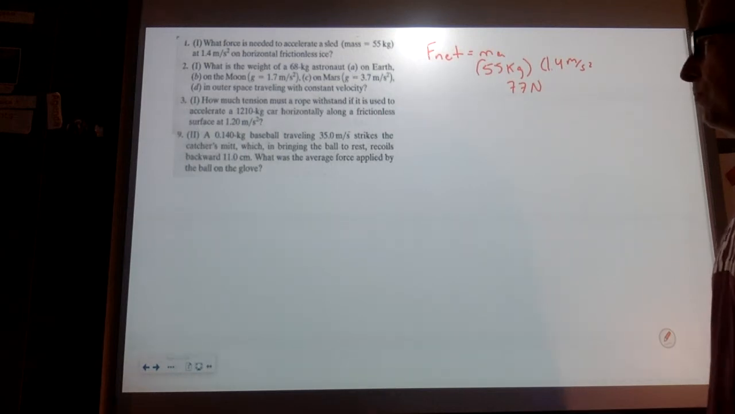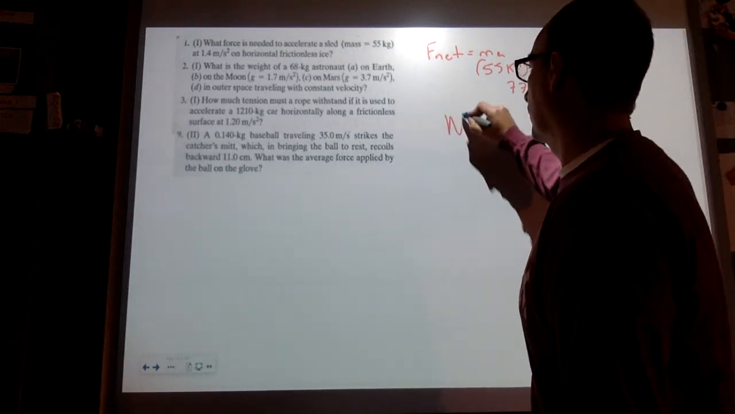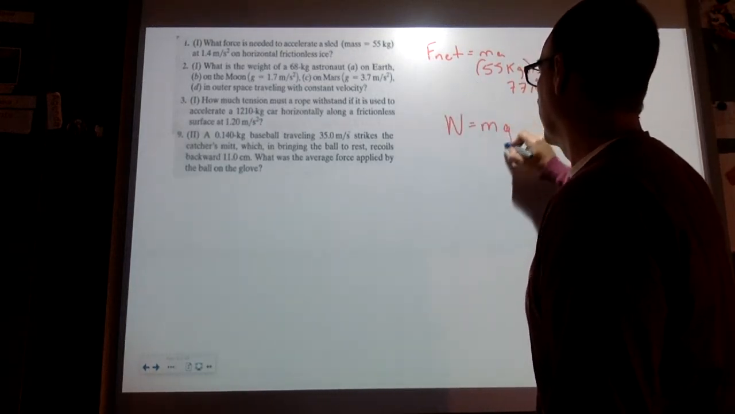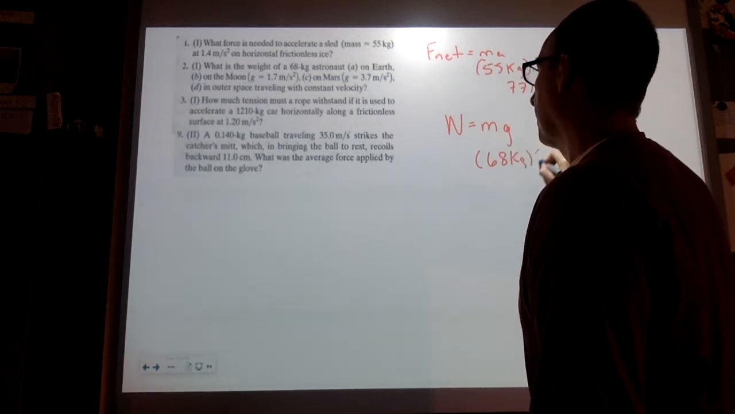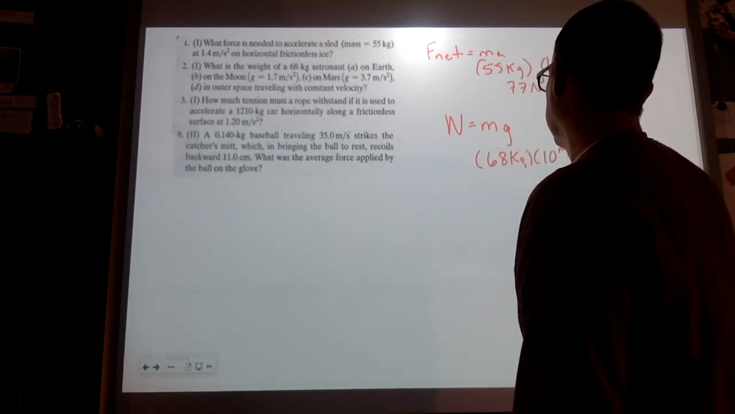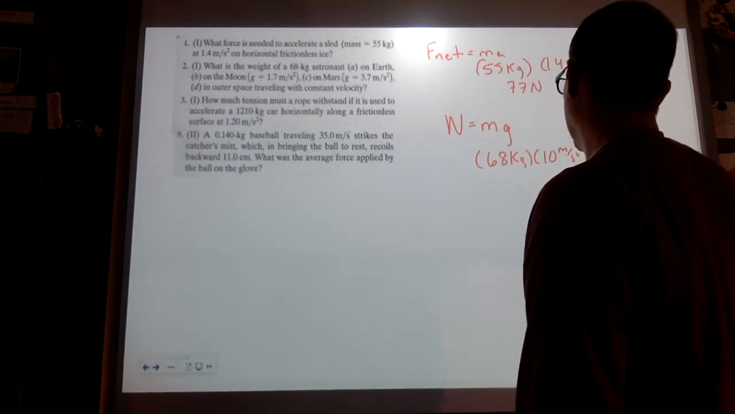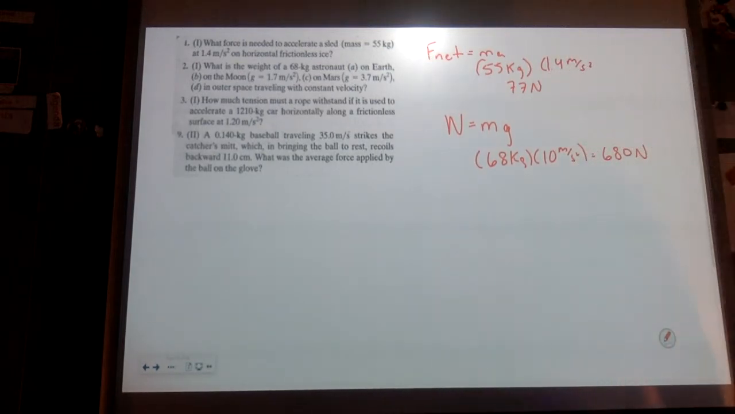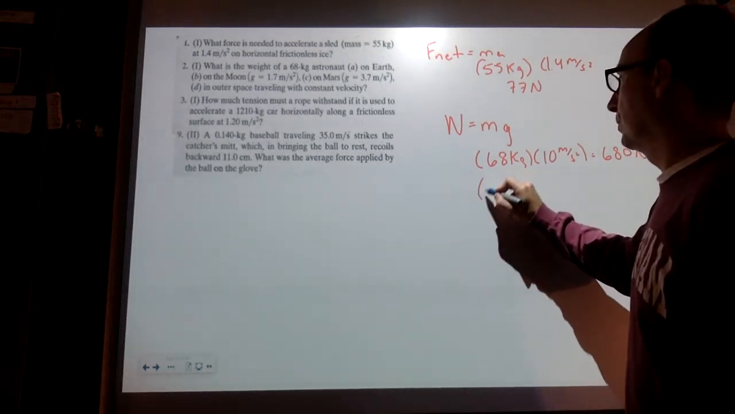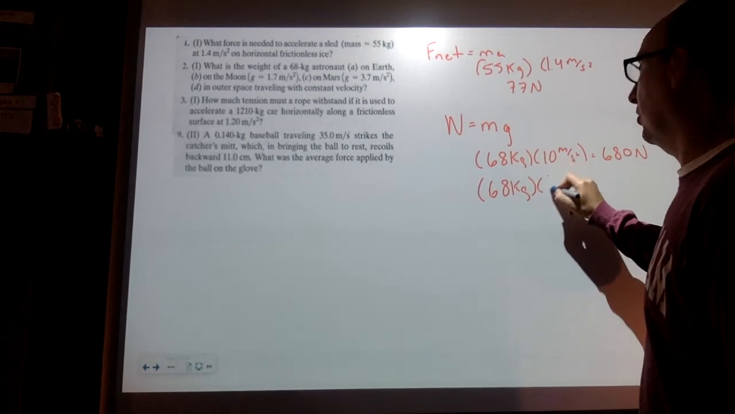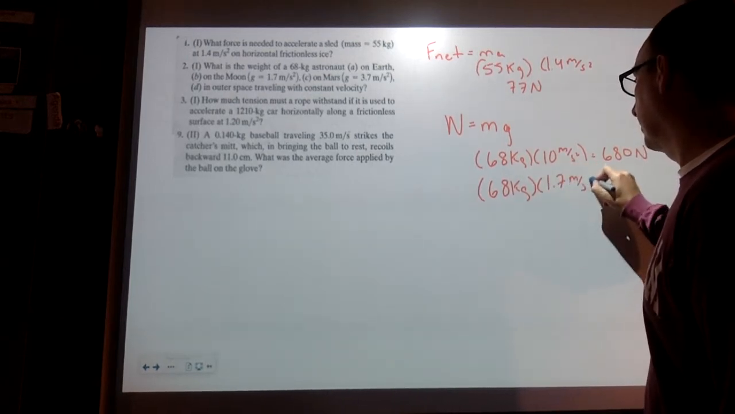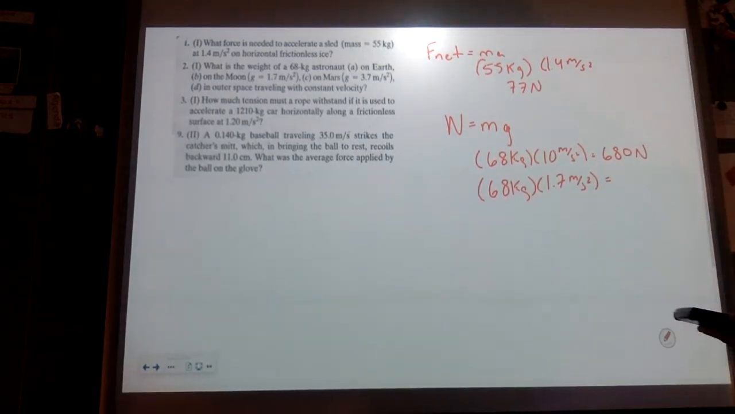Two, what is the weight of a 68 kilogram astronaut on Earth? Turns out it's 680 newtons. What would it be on the moon? What changes on the moon? The acceleration due to gravity. They're saying it's 1.7. That's a new one by me.